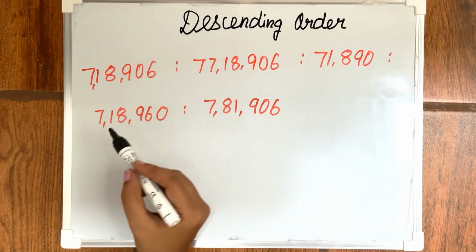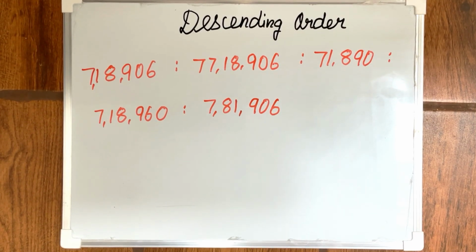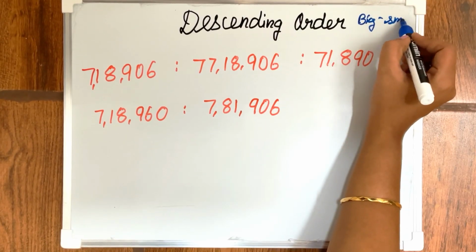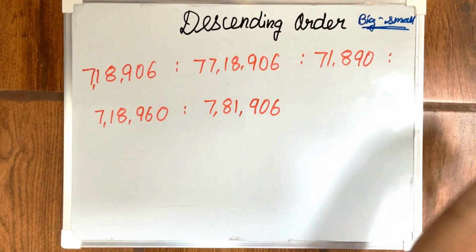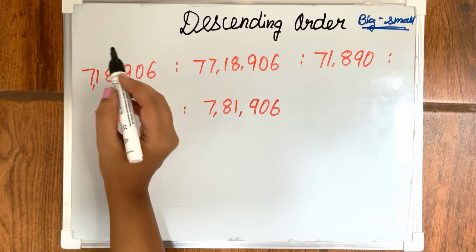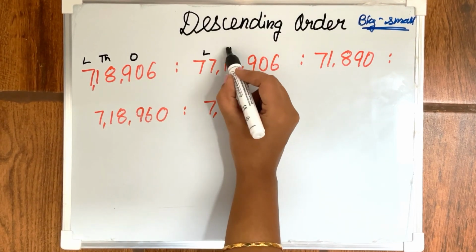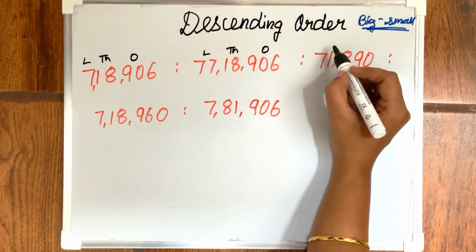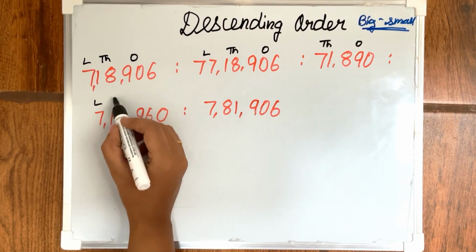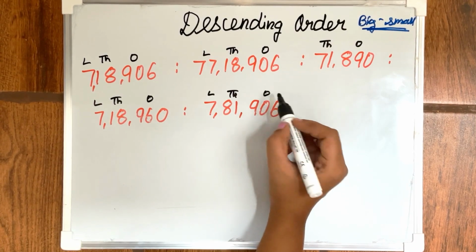Descending order. So we have to write these numbers in descending order. Descending order means from big to small, right? Okay. Now you all know what the first step is, right? Writing the periods. Lakhs, thousands, ones. Here we are having thousands, ones. We are not having lakhs. Lakhs, thousands, ones.